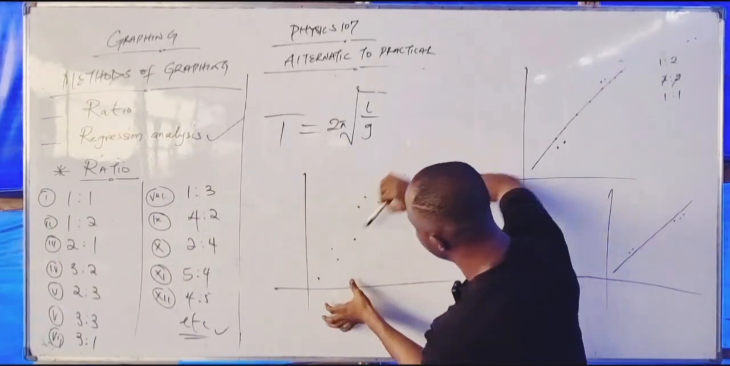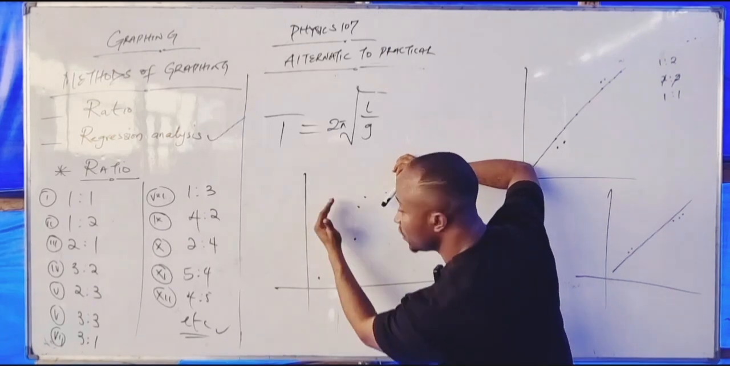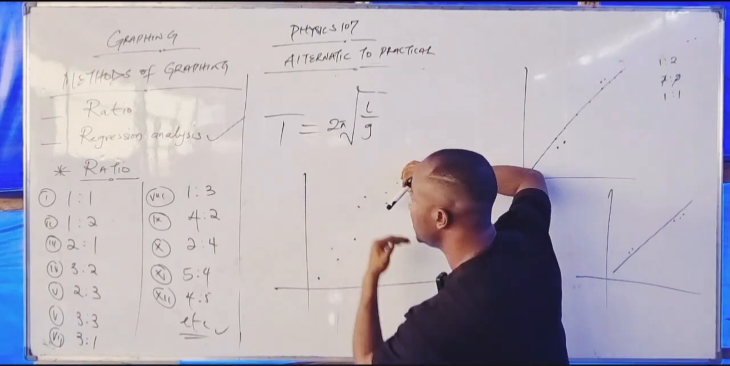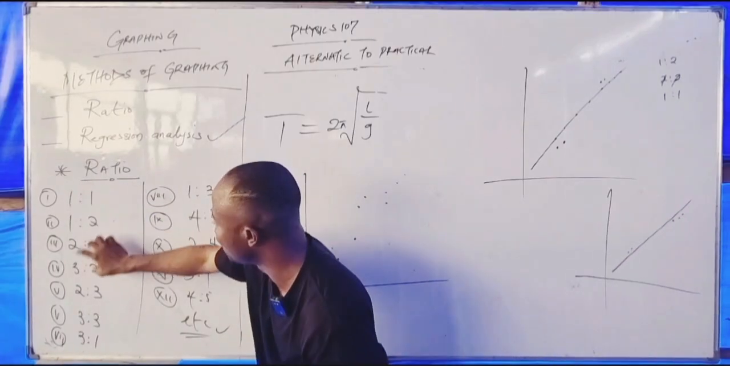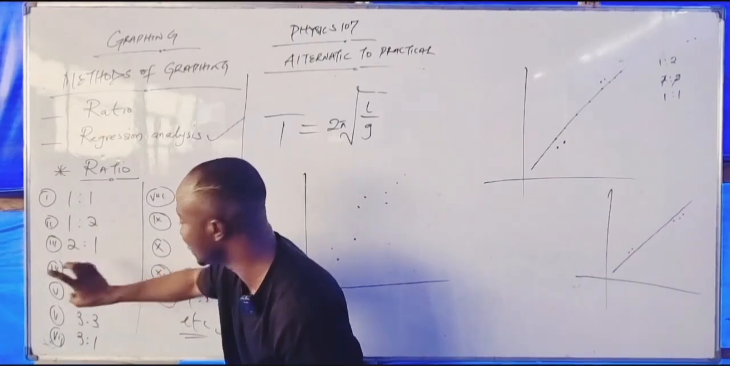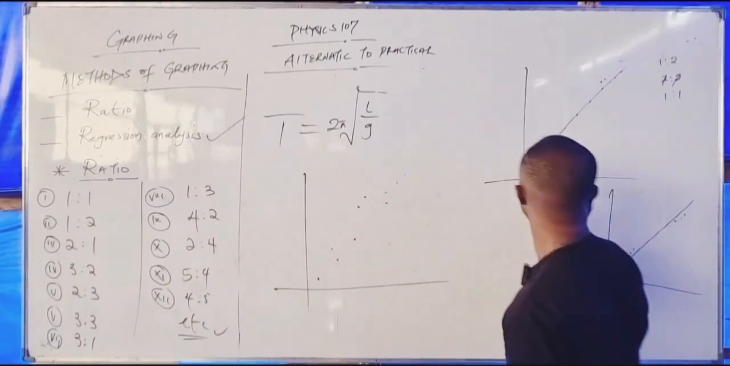Which one? No, I should place it here. Will it be 2 or 1? Just make sure you maintain these ratios. Either 1 is to 1, or 1 is to 2, or 2 is to 1, or 3 is to 2. 3 is to 2 means 3 points here, 2 points here.